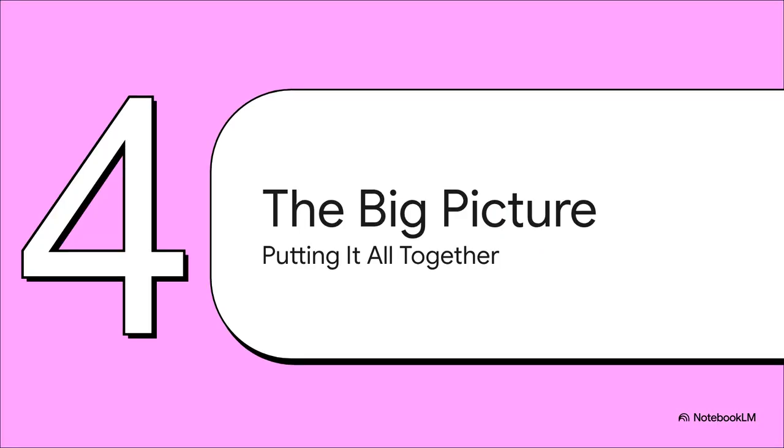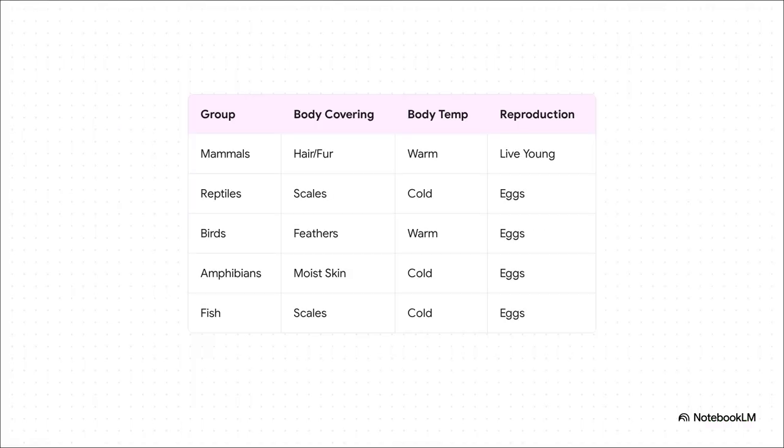Okay, we've looked at all the different groups. Let's pull back now, put it all together, and really see the big picture. This chart just lays it all out so clearly. You can really see the patterns here. See how the two warm-blooded groups, mammals and birds, are covered in hair or feathers to help keep them warm? And the three cold-blooded groups have scales or moist skin. It's a great little cheat sheet for remembering who's who.